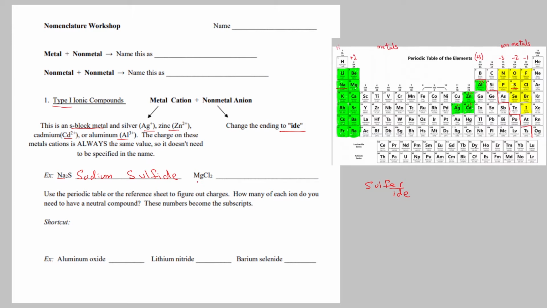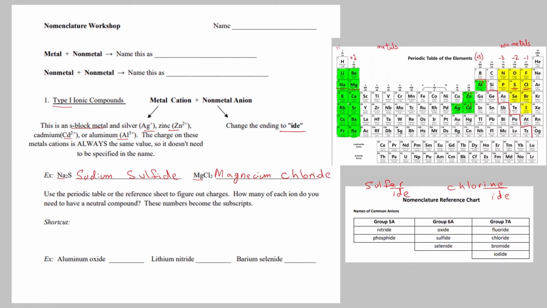Okay, now let's do another example. In the next example, our cation is Mg, and the name for Mg is magnesium. So we can write down magnesium, and then Cl is chlorine. So we write down chlorine, and then we change this ending to IDE. If you want to know how to change the ending for these anions to IDE, you can always go to the nomenclature reference chart and find the names for these anions from groups 5A, 6A, and 7A.